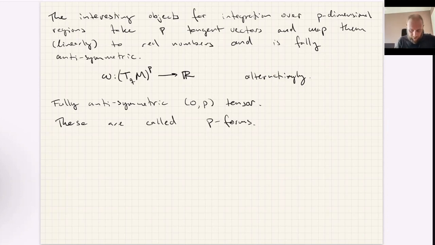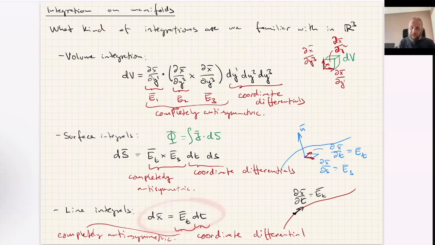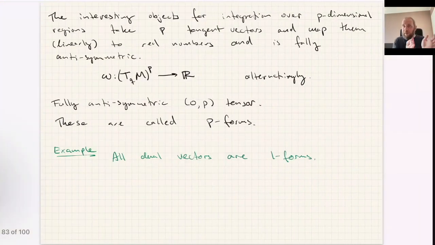And just to take an example here before we take the break, all dual vectors are one-forms, because as we saw here with a one-dimensional thing, you just take one argument. It's difficult not to be antisymmetric when you just have one argument, so any dual vector maps a single tangent vector to a number, and does so alternatingly, because you cannot alternate between the arguments. So all dual vectors are one-forms.